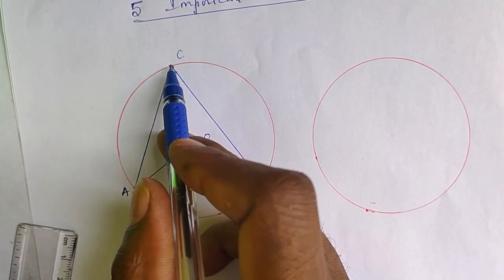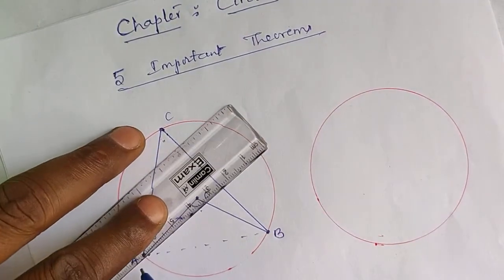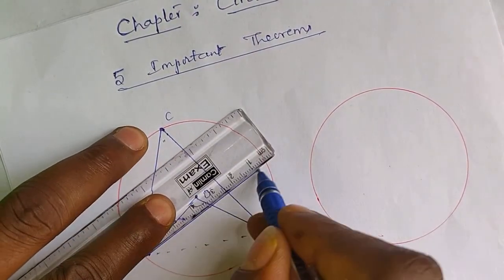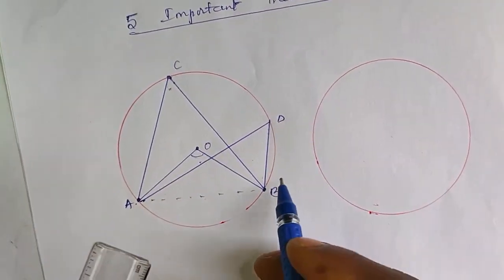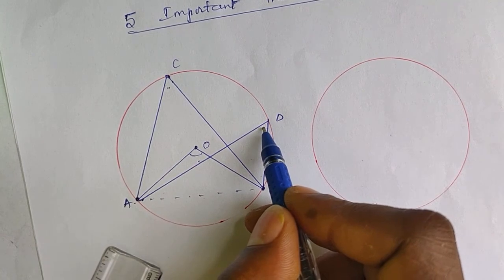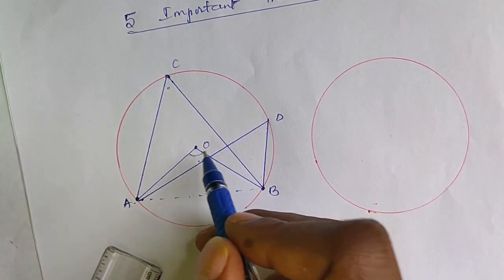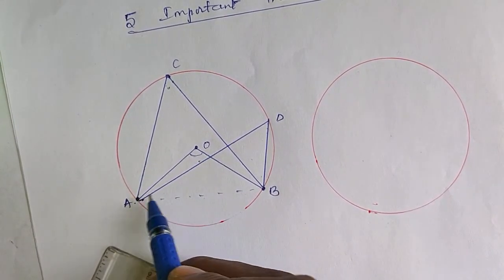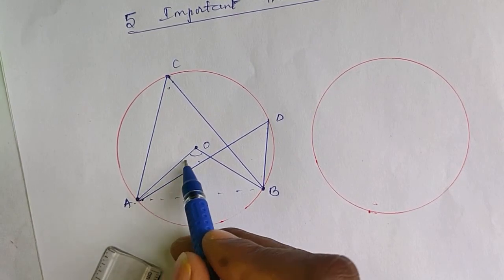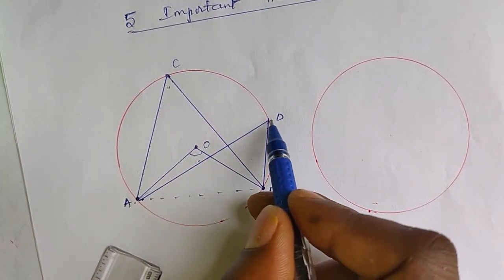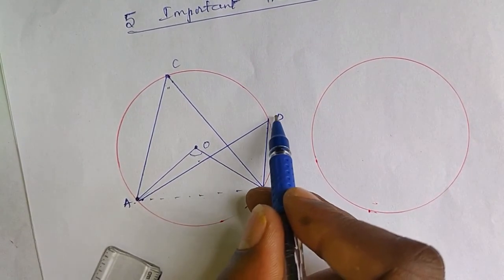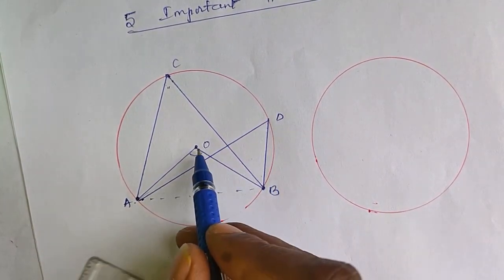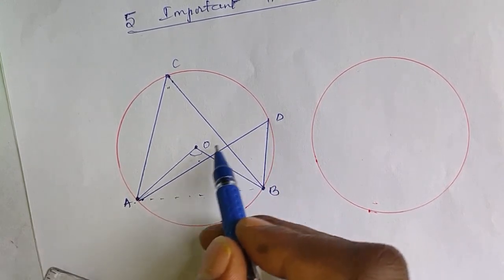Not only angle at C, if angle at D somewhere here is given, still this angle D is also half of angle O, because angle O is formed from A and B. Look at the line from A to O, O to B. Even this angle D is also from A to D, D to B. So angle at the circumference D and angle at the center O both have a double and half relation.